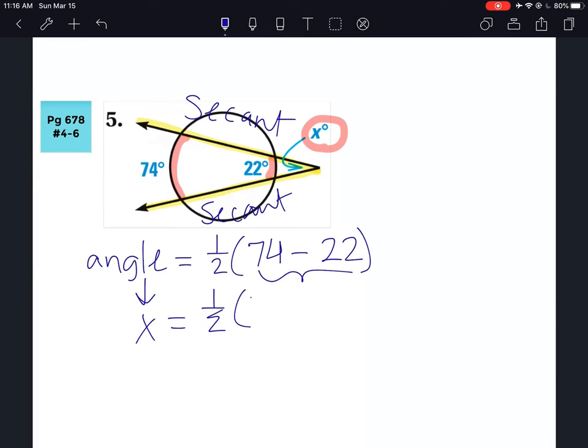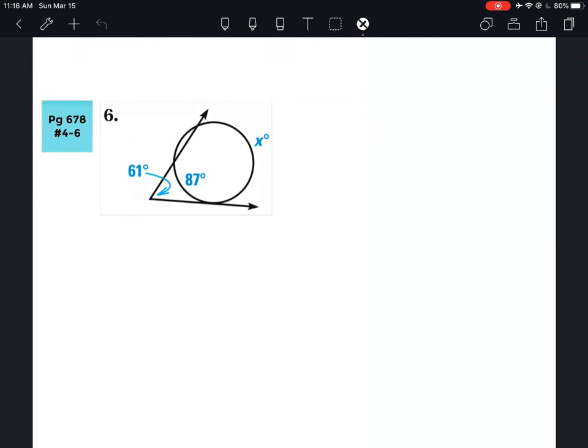So we're going to combine like terms between 74 and 22, and we should get 52. Then we're going to take half of 52, and when we take half of 52, we're going to get 26. And that's how you solve when a circle has two secants that meet at a point outside the circle. On to the next one.